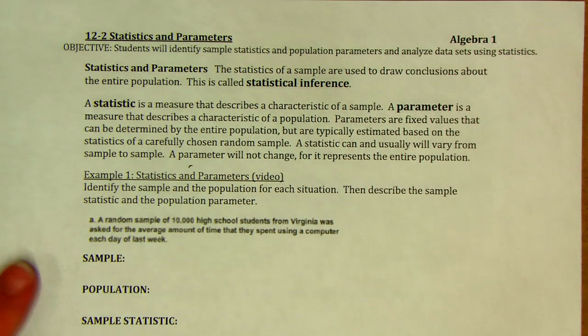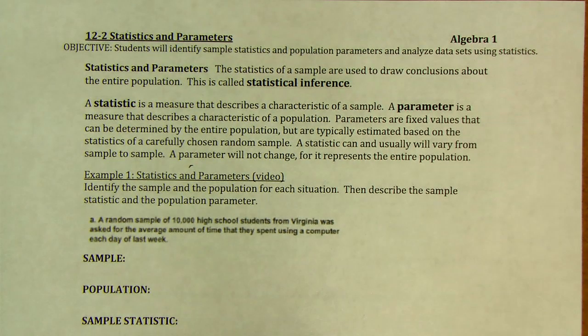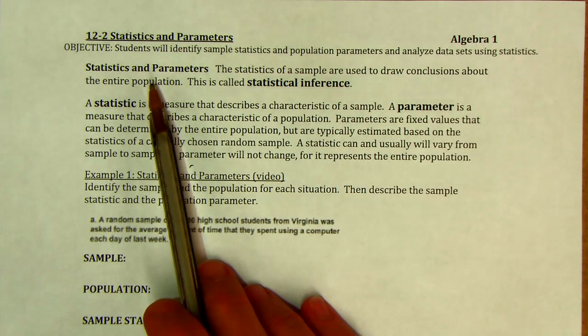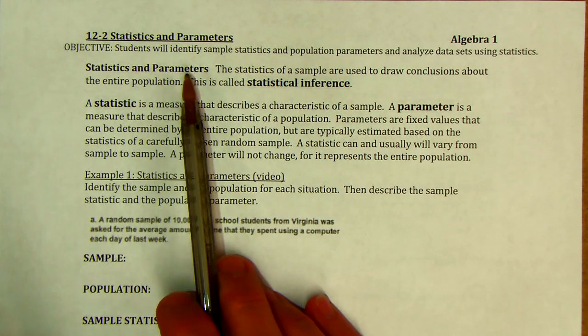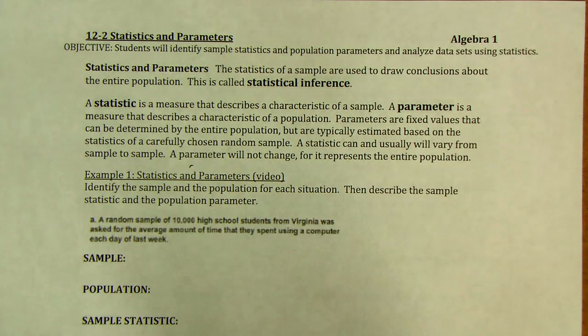Statistics of a sample are used to make a conclusion about the entire population. So, again, you're going to use statistics from samples when the population is so large you can't possibly include all of them in the calculation. So you use a sample to find the statistic and assume, in making an inference, that you could apply that to the entire population.